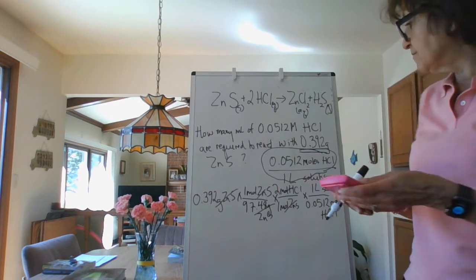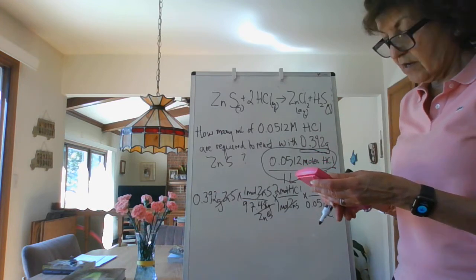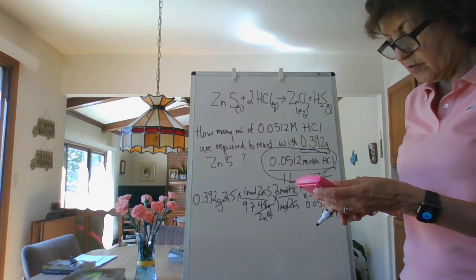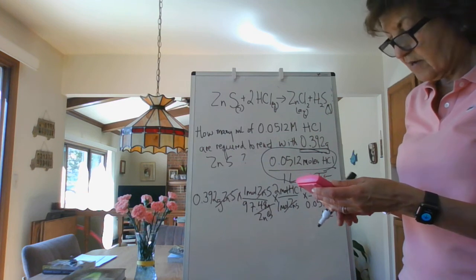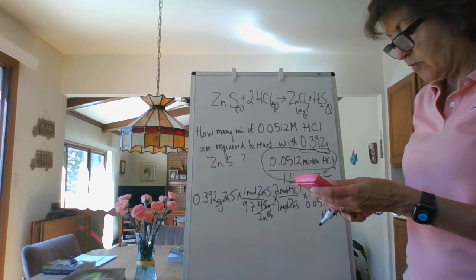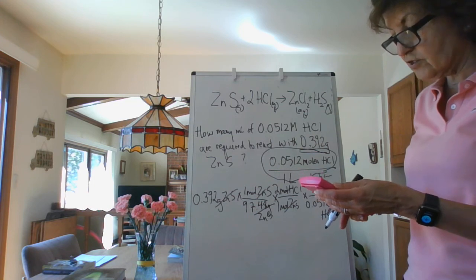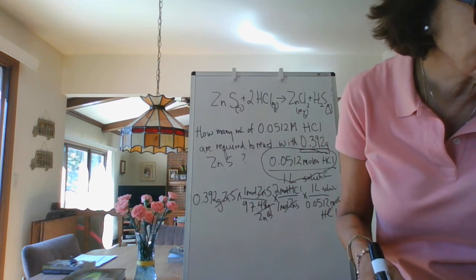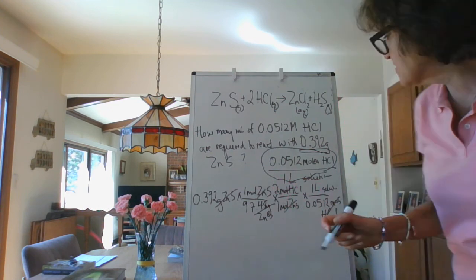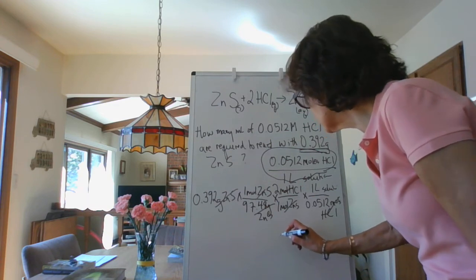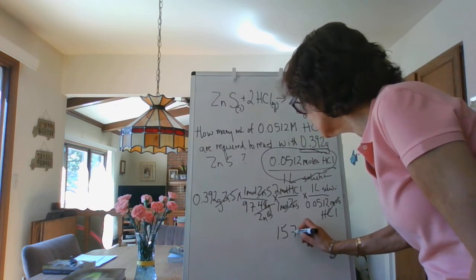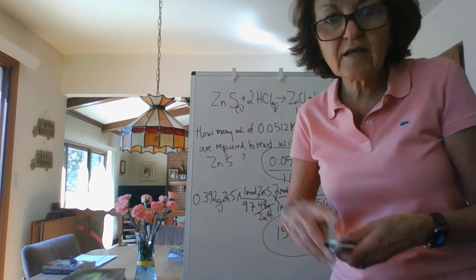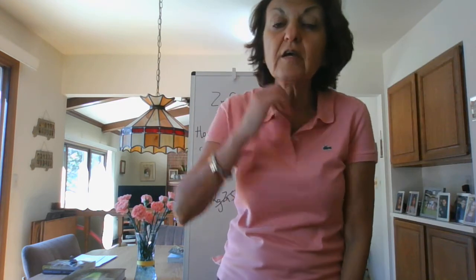Plug in the numbers, 0.392 divided by 97.48 times 2 divided by 0.0512. Press equals, and you will get 0.157 liters, or if you switch it to milliliters, 157 milliliters. Okay, so that is a typical solution stoichiometry problem.